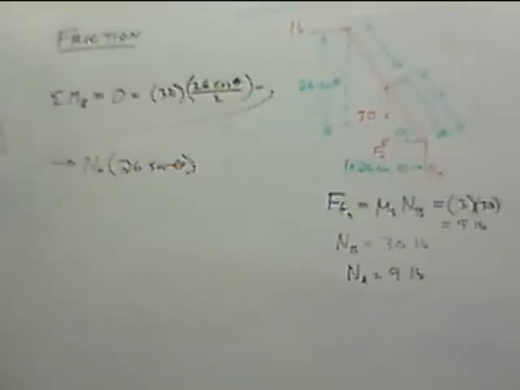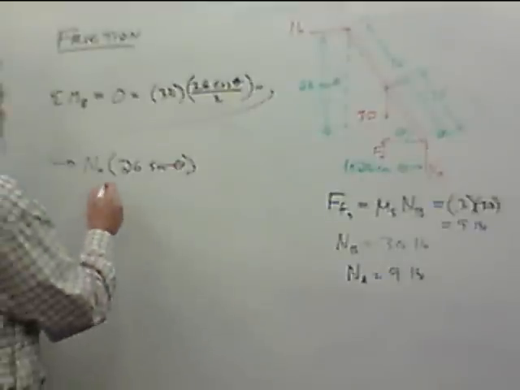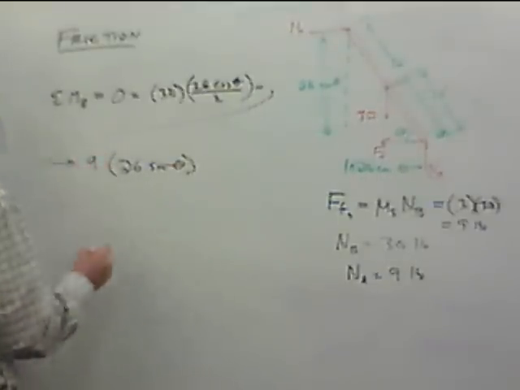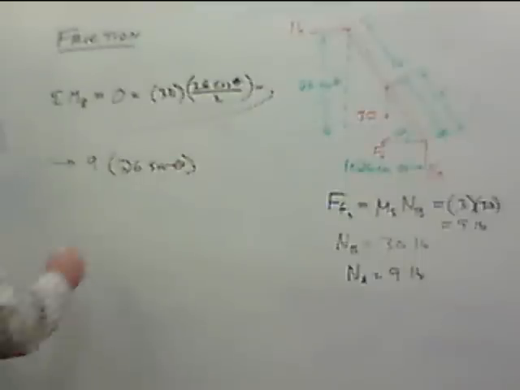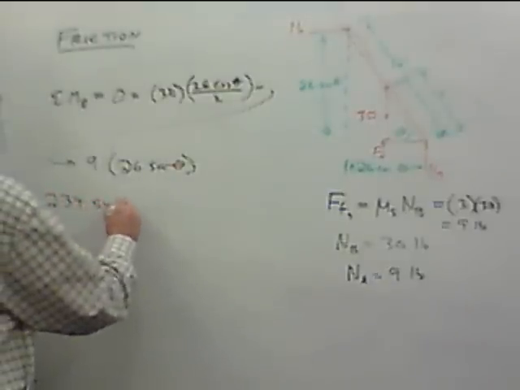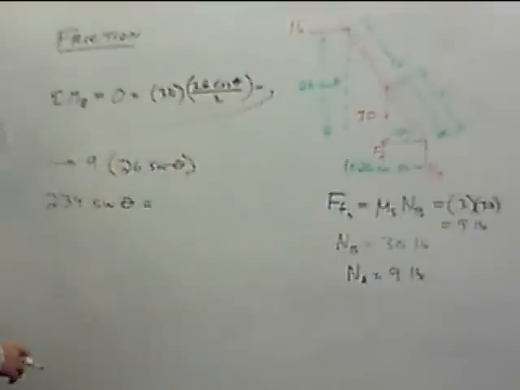So we're going to end up with a sine term and a cosine term, that's alright. And then NA, I'll sub in the 9 for this. So I'm going to bring this over, so 9 times 26 is 234 sine theta is equal to 30 times 26 over 2 is 390.